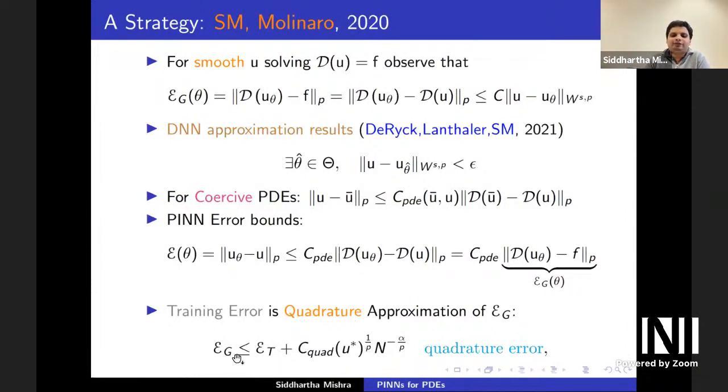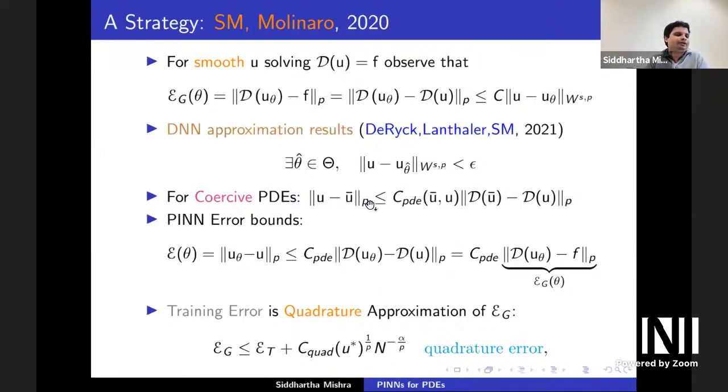And finally, you have the training error, because this is a population risk. We don't have access to this, but we can minimize it by using some quadrature formulas or some standard statistical learning theory. So this is the route through which I'm going to control the error. I'm going to say that the training error is small. If you have a small quadrature error, then the residual is going to be small. And if you have a coercive PDE, this implies that the total error is going to be small.